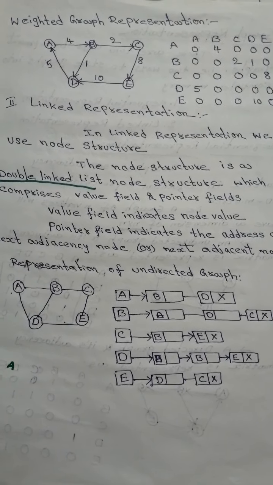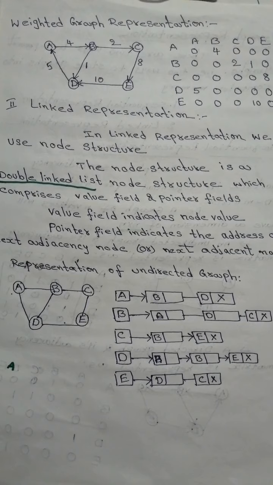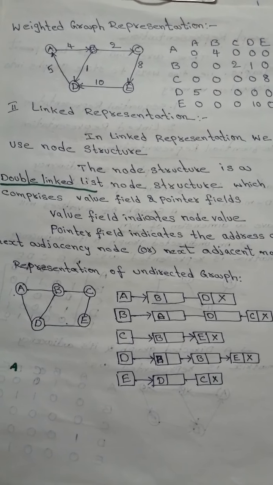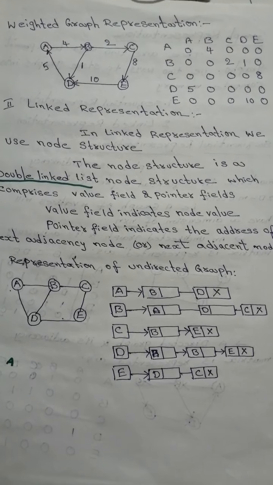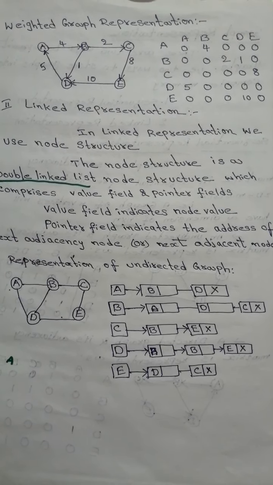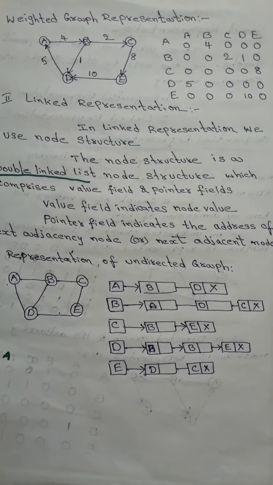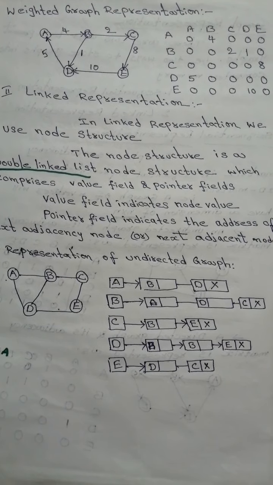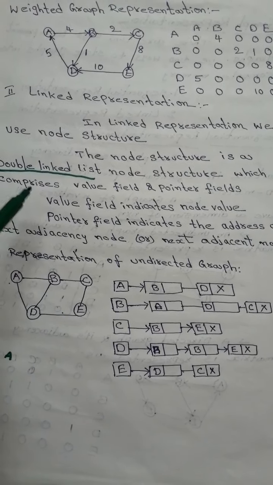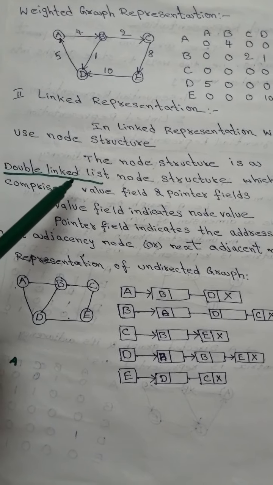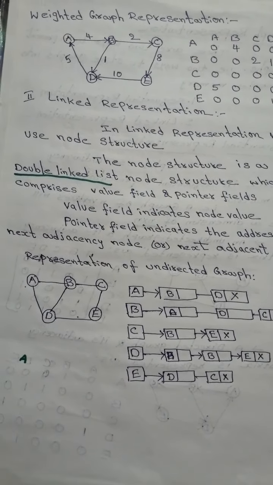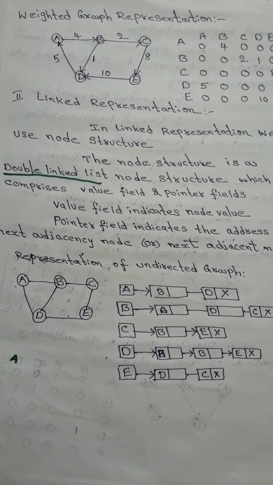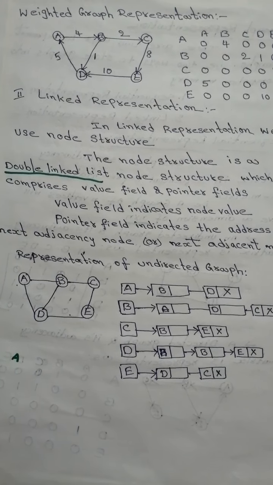What are the next nodes connecting to A? It may be B and it may be D. It will be B and it will be D, the adjacency links. If there is only one connecting node, A, B, and next will be null. That is the representation. So we will be using a double linked list node structure comprising a value field and pointer fields. Pointer fields are nothing but next nodes or adjacency nodes.